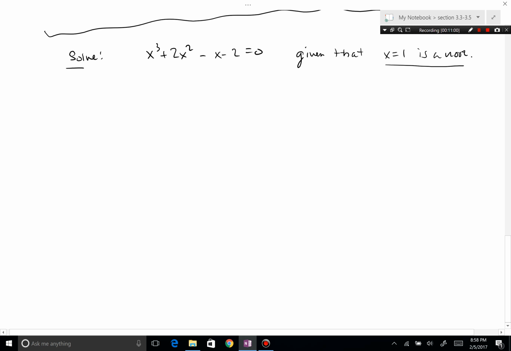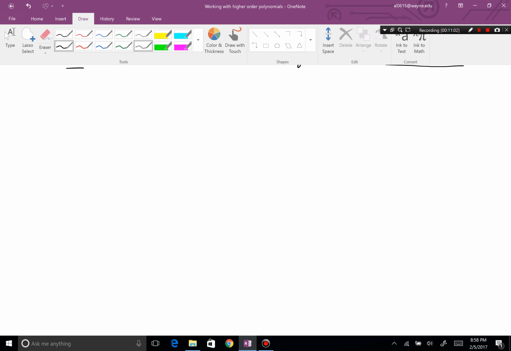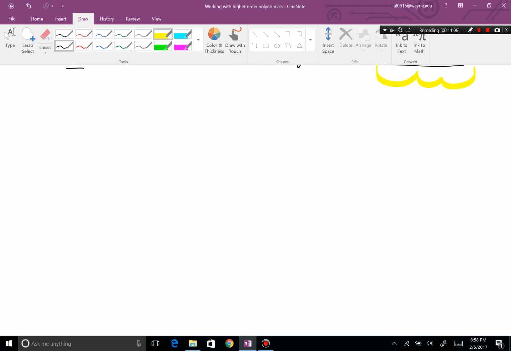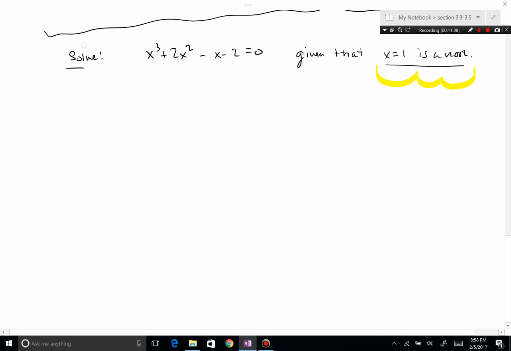Now, what do you know? Well, let's look at this. If, and we'll put this in a different color because it's the green line, if x equals 1 is a root, then what do we conclude? X minus 1 is a factor of x cubed plus 2x squared minus x minus 2. Okay, so here's my point.